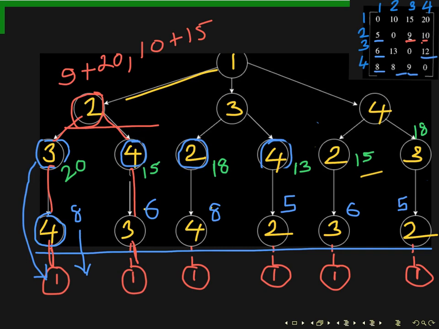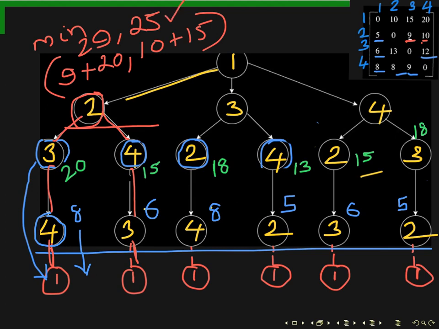So the min cost at 2 will be the minimum of these two. Let me write minimum. Minimum of 9 plus 20, comma 10 plus 15. That is minimum of 29, comma 25, which is nothing but 25.